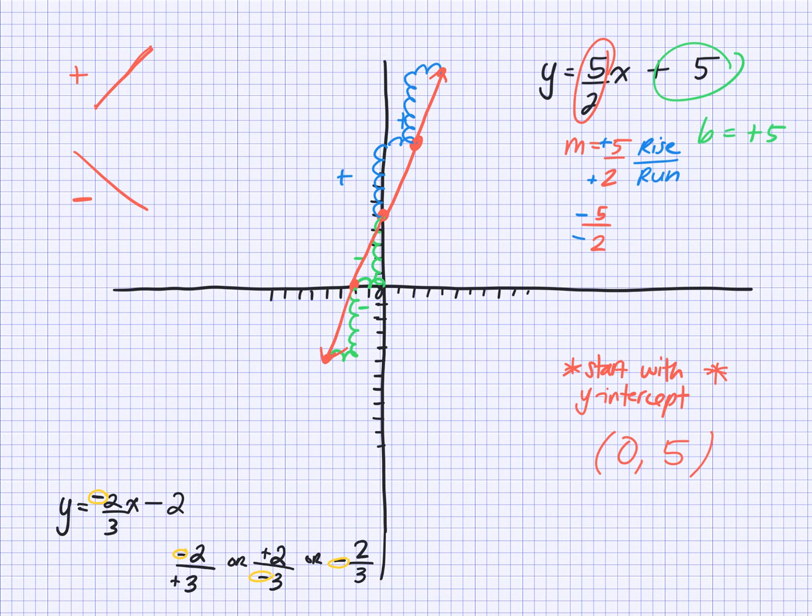Watch. Okay, let's do this. Where's our starting point? 0, negative 2. Good. We're going to start with the y-intercept, which is 0, negative 2. That's our b. So let's graph that. I want you to do it on your paper. You have to start at 0, negative 2, which is here.